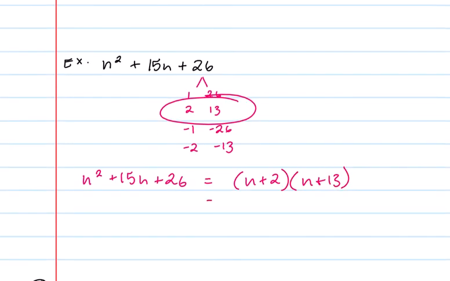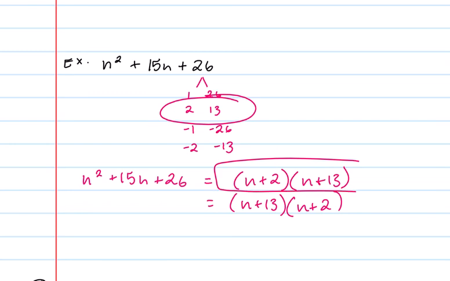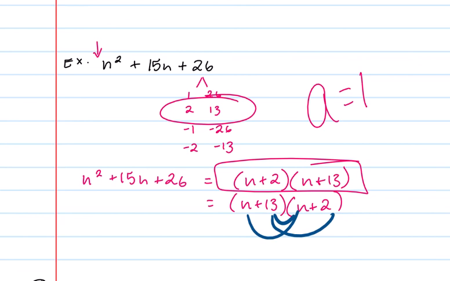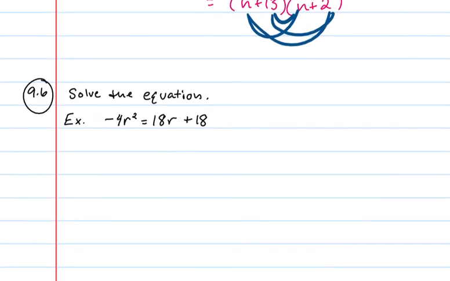Well, Miss Hlebiczki, can I write it like this? N plus 13 times n plus 2. Why, certainly. Of course, either would be correct. Alright, that's just using your commutative property. Alright, so that is how to factor if a equals 1. Notice that leading coefficient was 1 again. And how can you double check? Well, you can always double check by foiling. Alright, there's nothing against double checking yourself. I highly recommend it.